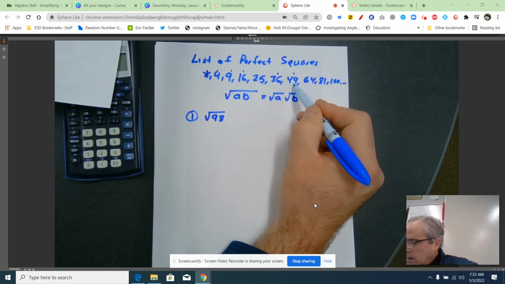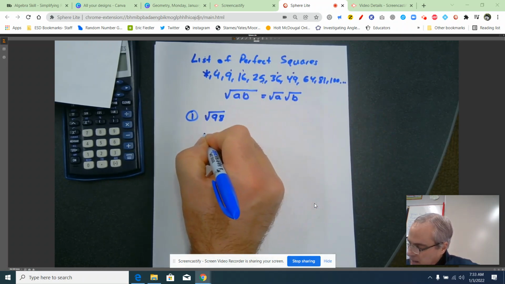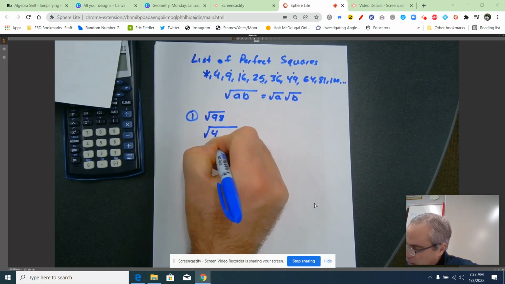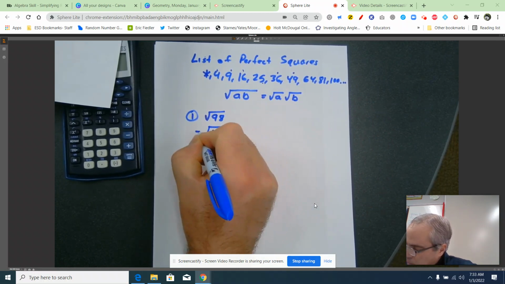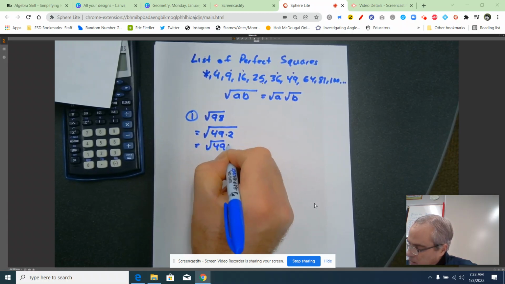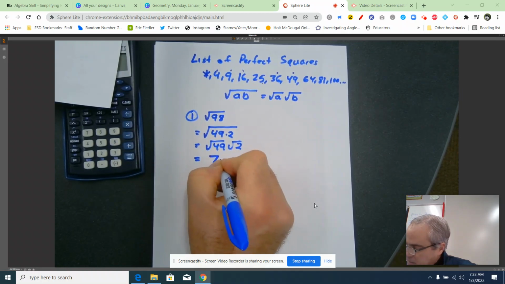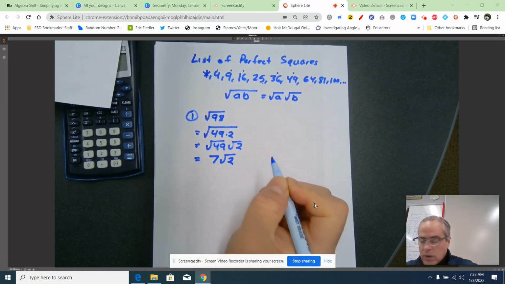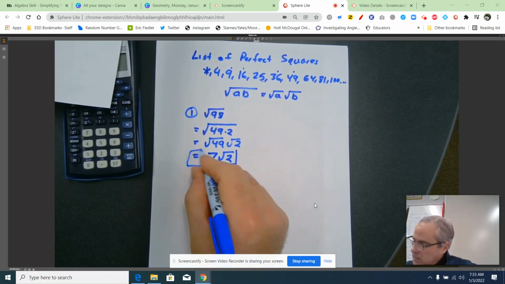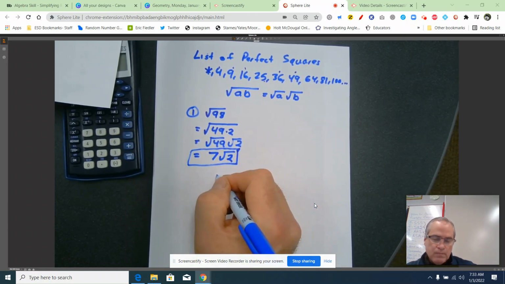So take a look at this 49. Huh, that's suspicious. Half of 100 is 50. 49 times 2 is 98. So I can rewrite this as the square root of 49 times 2. Break it apart. This is the property: the square root of 49 times the square root of 2. Now, what is the square root of 49? Well, that's 7 times 7. 7 square root of 2 is my final answer, because the only perfect square that goes into 2 is 1.